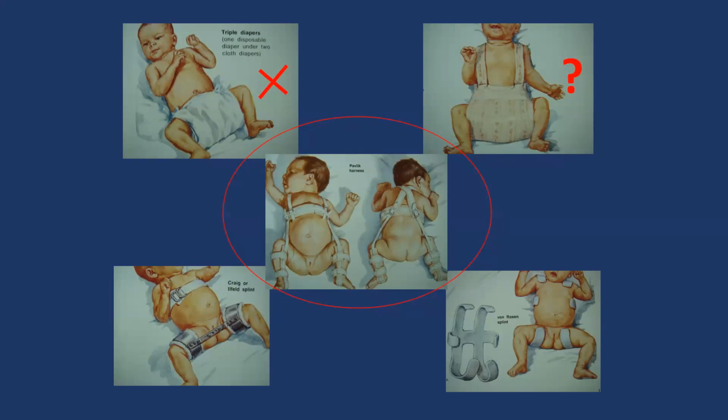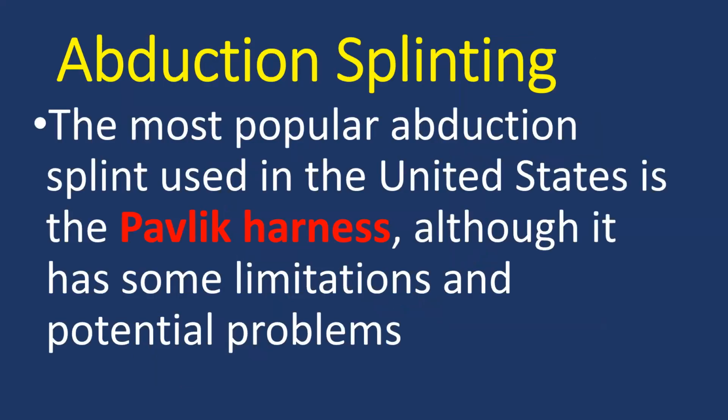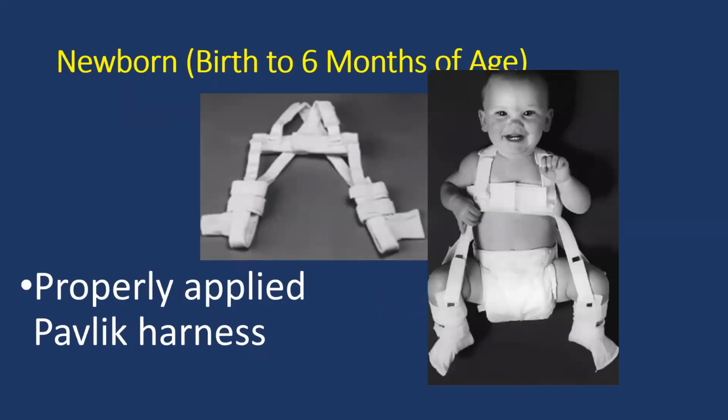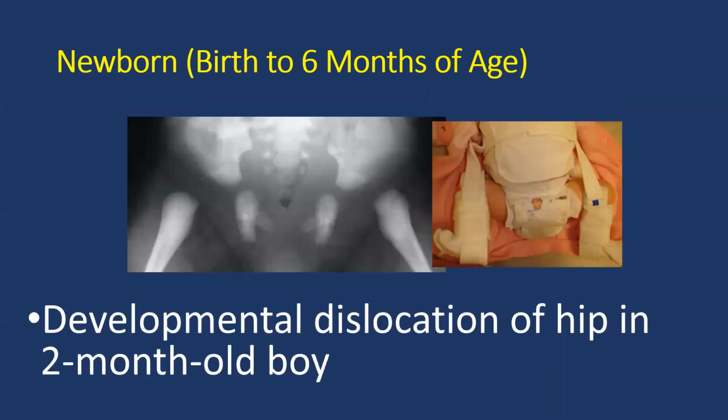There is also the von Rosen splint. These are the various splints that I came across. The most popular abduction splint used in the United States is the Pavlik harness, although it has some limitations and potential problems. It should be properly applied. The upper strap should be at the level of the nipples. Keep this in mind. You should not overstrain the child. Look at the child. He's laughing and telling you, thank you for applying a very nice splint.